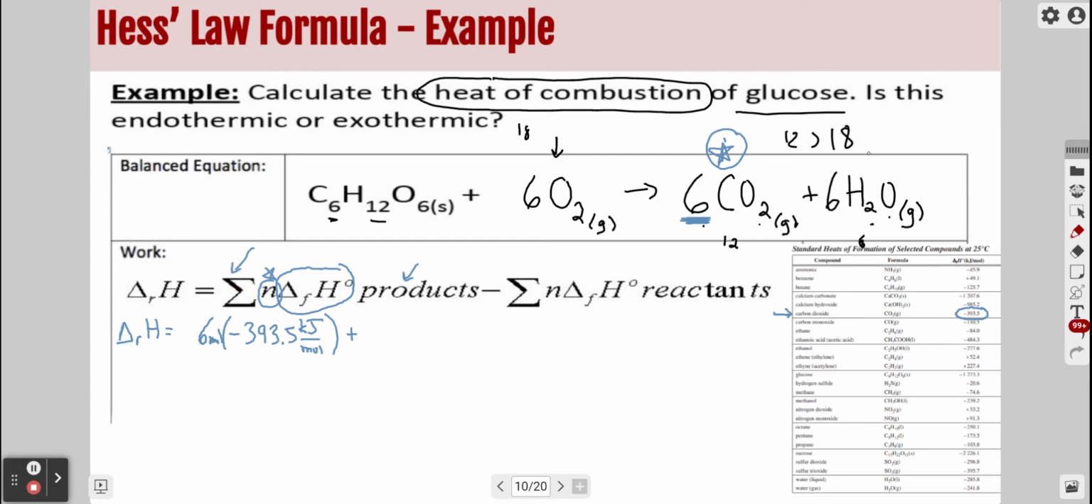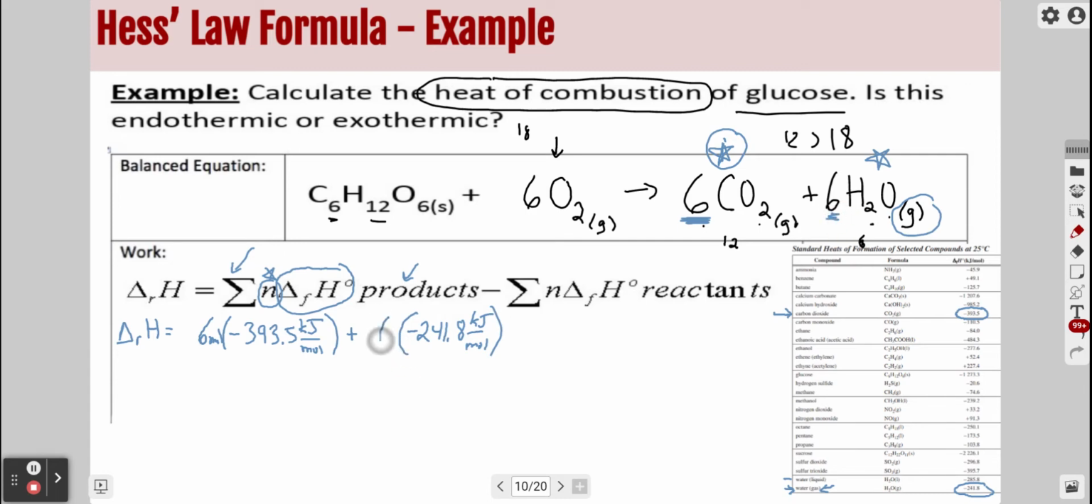So we're going to look at product number 2 here, and that's the water, and it's in gas form. So we're going to go find water, and there it is. There's water. Make sure you pick the one that's a gas. And there is our heat of formation, negative 241.8 kilojoules per mole. And how many moles are there of water?